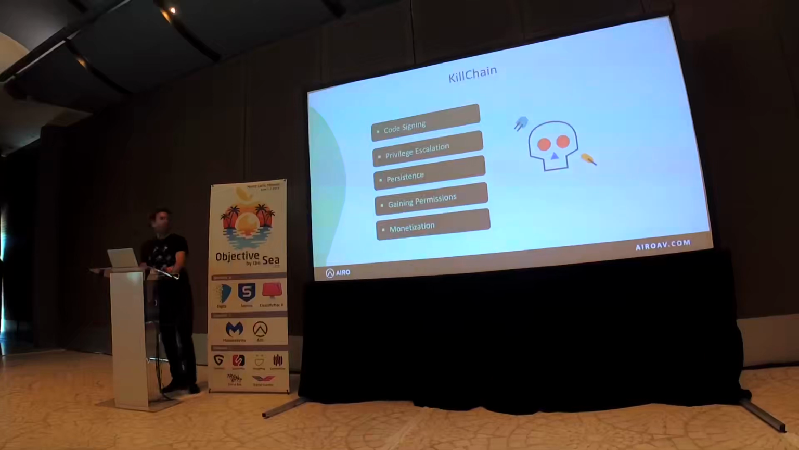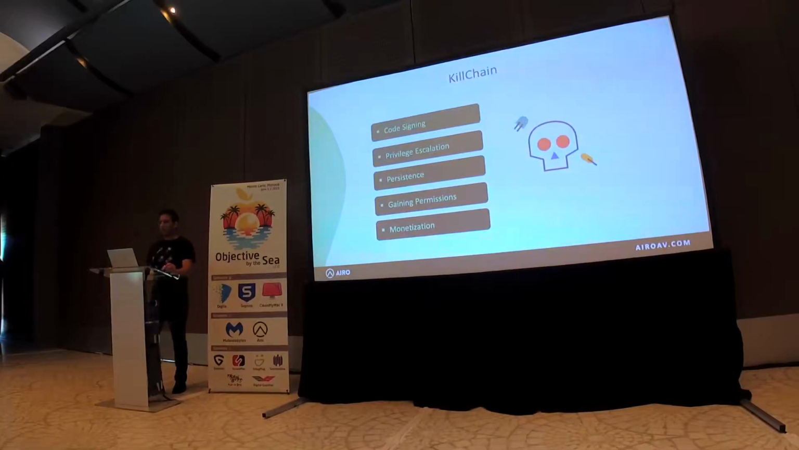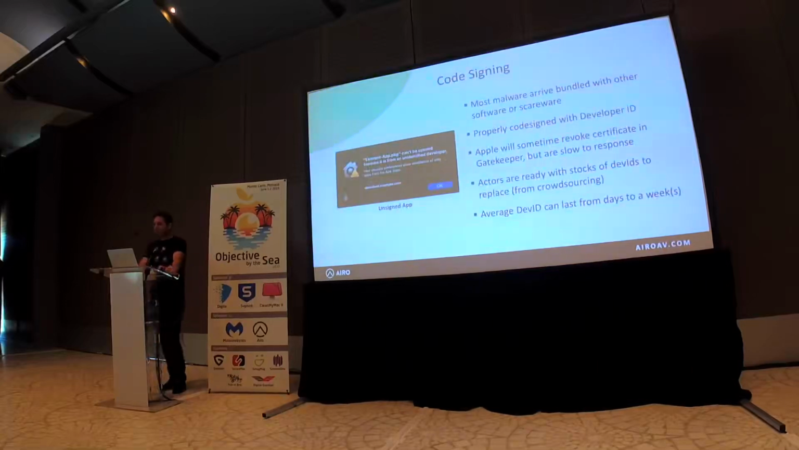So let's talk about the keychain. In the next few slides we're going to walk you through several behaviors that we've seen, from the moment the user gets infected through all sorts of interesting obstacles that the malware has to pass in order to get installed on the machine and monetize the user. The first one is code signing. Most malware arrives bundled in some other application, and as such, it has to have some developer ID that is properly code signed.